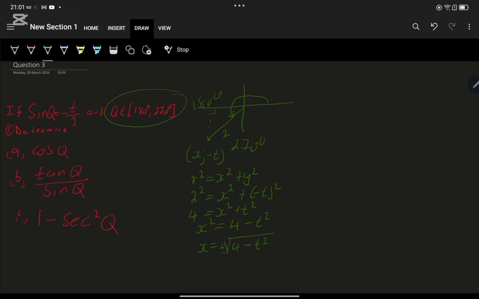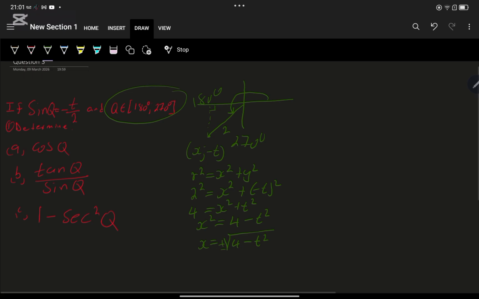What we then need to do is look at the quadrant in which x is. It is in the second quadrant, therefore x is negative there. So the value of x will be x is equal to negative the square root of 4 minus t squared.